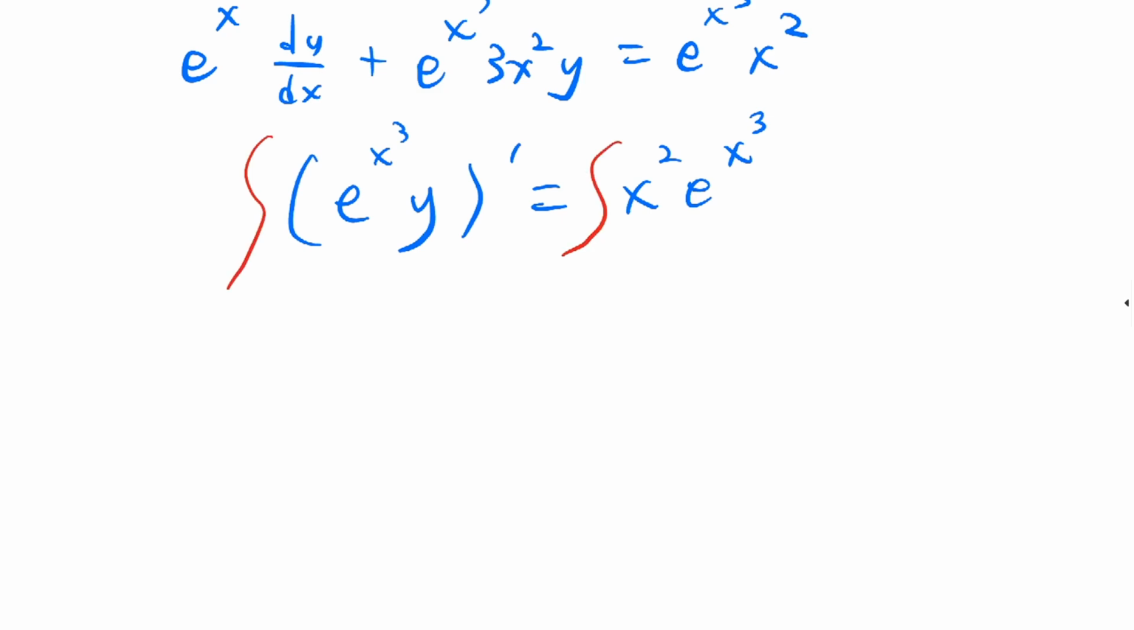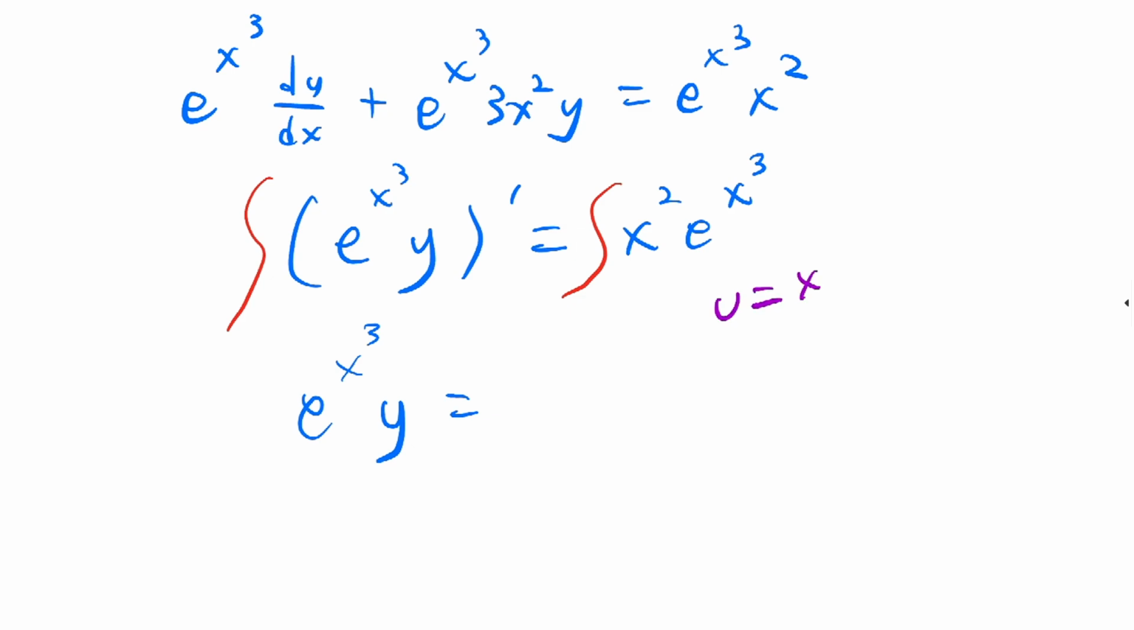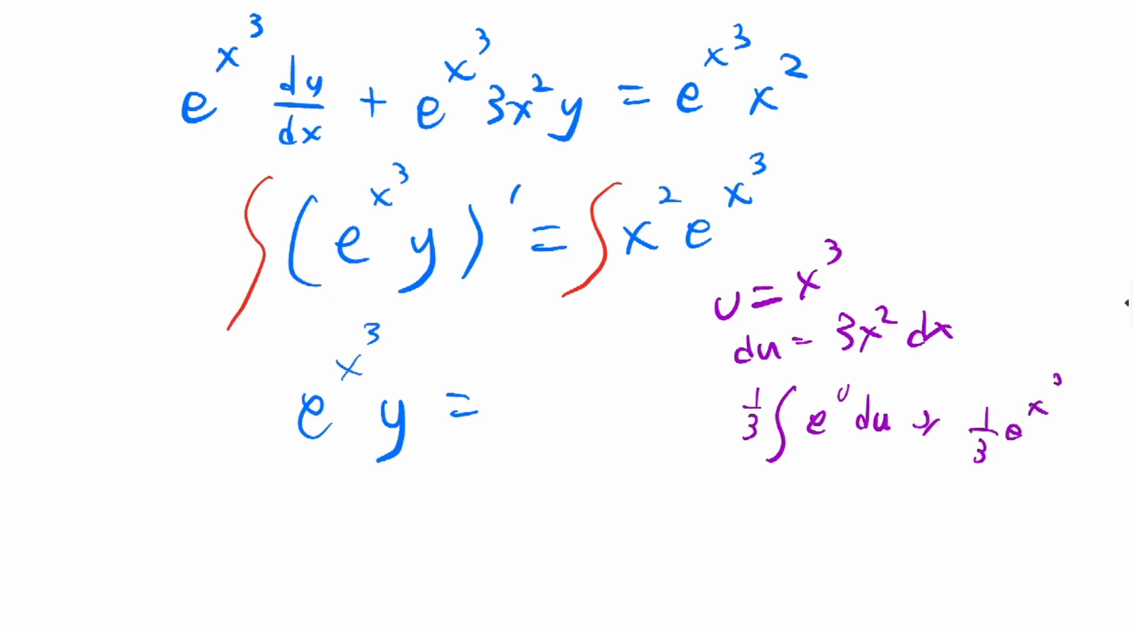And so if we integrate both sides, really ignoring notation here, on your actual paper, please write the differential. It's going to be e to the x cubed y is equal to the integral of this. And for this one, we're going to have to do a u substitution, very quickly. So we have u is equal to x cubed. Our du will just be 3x squared dx. And so this is really just the integral of 1/3 e to the u du. And of course, this is just the same thing as 1/3 e to the x cubed.